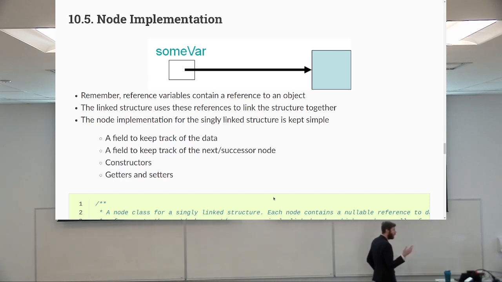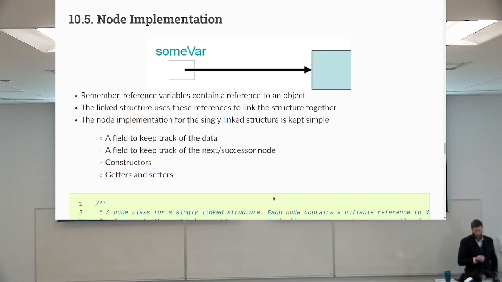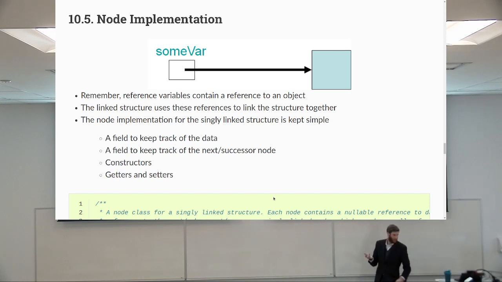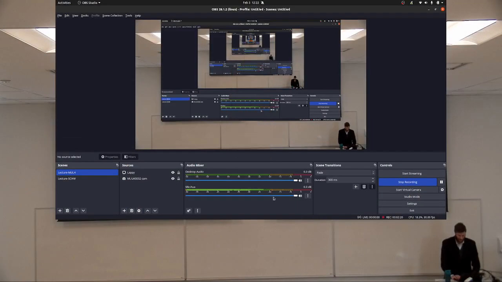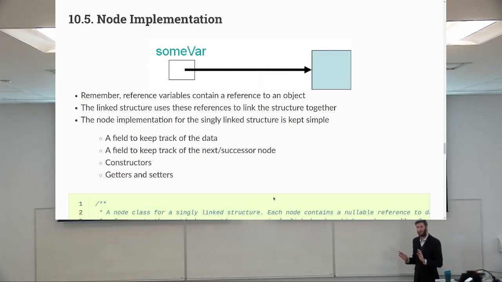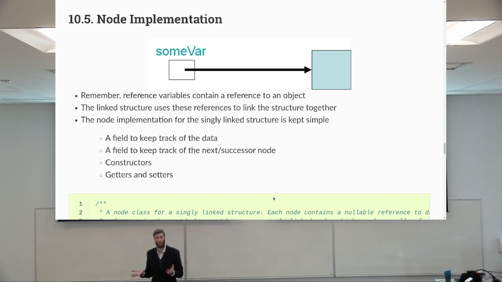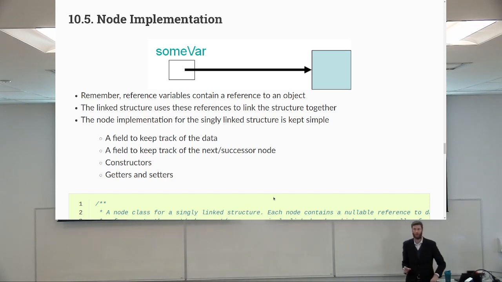All right, so a node implementation. Remember, I know I might sound like a broken record, but it's important that I keep saying it. When I have a node variable, I don't really have a node variable. I have a reference to a node, right? They're always reference variables. So we have to be very mindful of when I say node, like some var equals something versus some var dot something. And I'll emphasize this as we go.